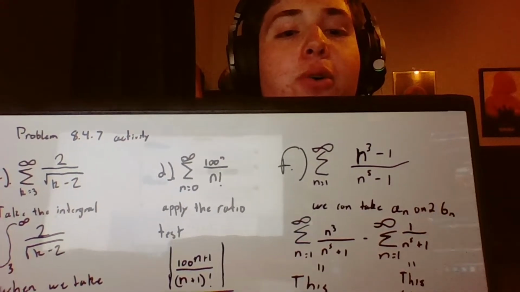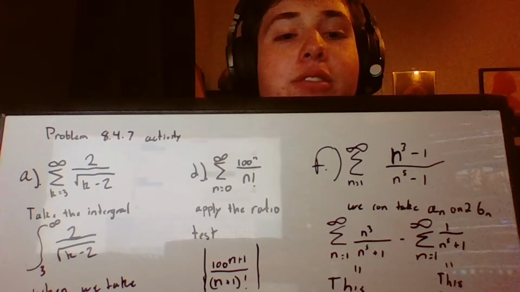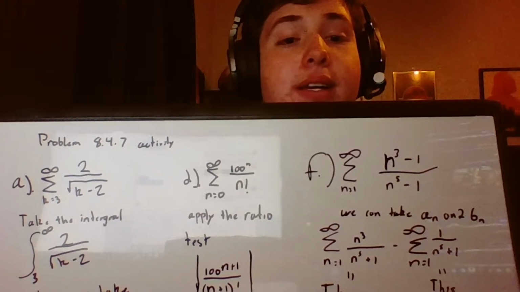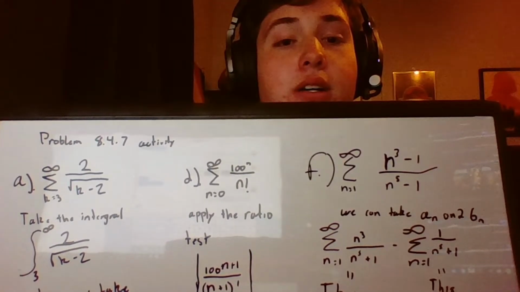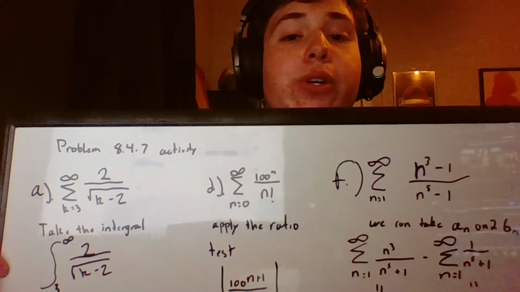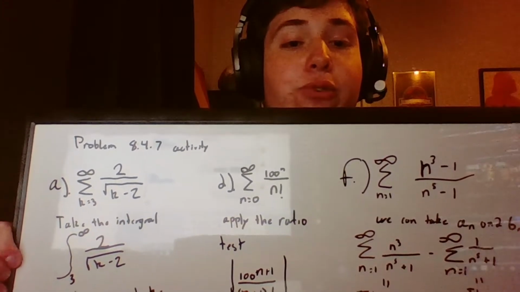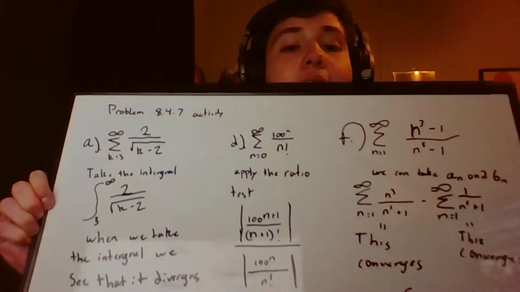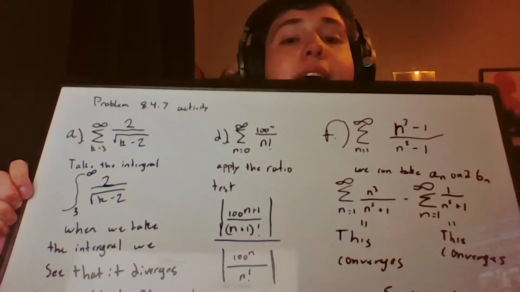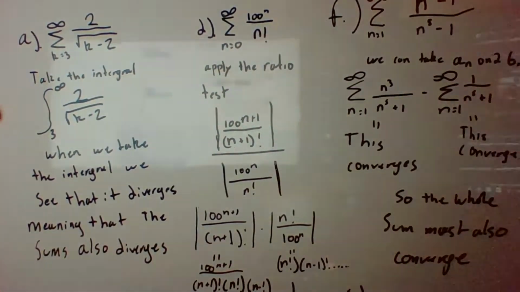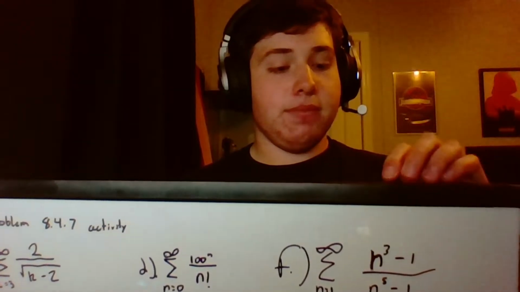So I chose A as the first problem. It's the sum of 2 over the square root of k minus 2. What we're going to do is the integral test. So we take the integral from 3 to infinity of 2 over the square root of k minus 2, and whenever we take that integral, we see that it diverges. And if the integral diverges, then of course we know that the sum diverges. So that was a pretty easy one.